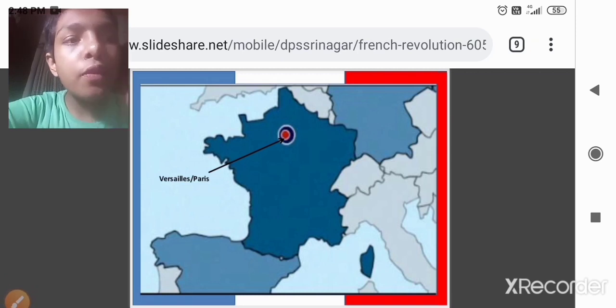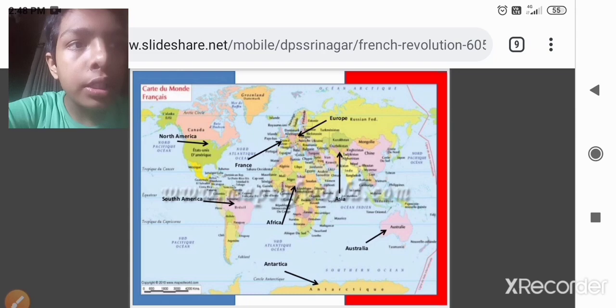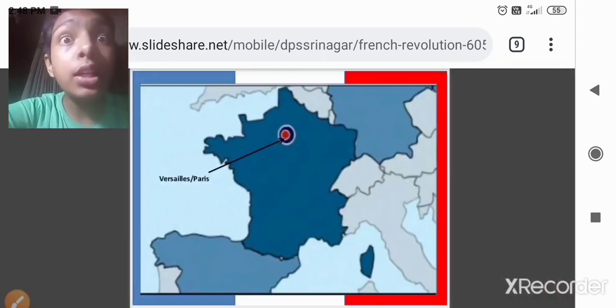This was the location of the Versailles Palace. Just a minute, let me show you where it is. But it's quite tough to show that on the world map.